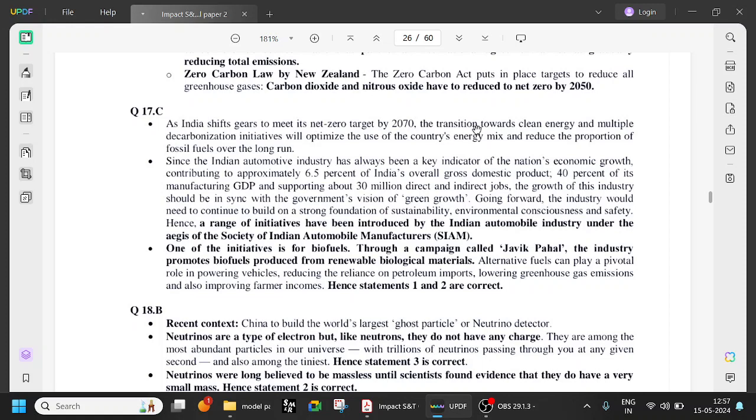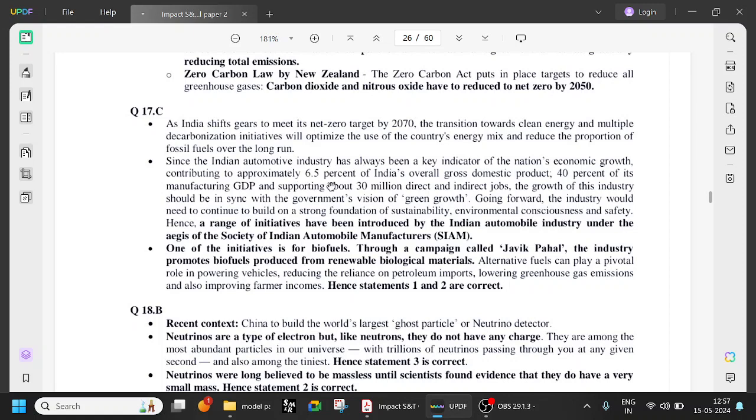So the transition towards clean energy and multiple decarbonization initiatives will optimize the use of the country's energy mix and reduce the proportion of fossil fuels. Since the Indian automotive industry has always been a key indicator of the nation's economic growth, okay, remember this, the Indian automotive industry is a key indicator of the nation's economic growth.